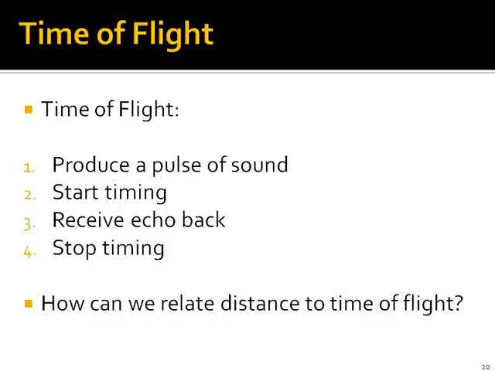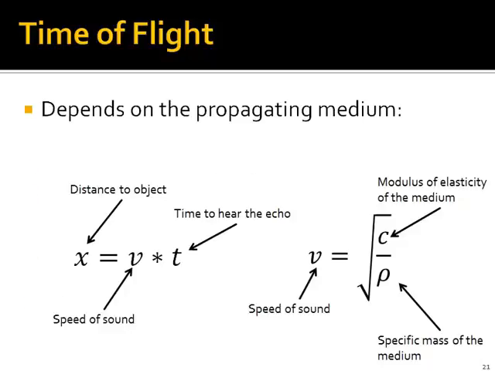So how can we relate distance to time of flight? The time of flight depends on the propagating medium in this way. We have that the distance to the object is equal to the speed of sound times the time to hear the echo. The speed of sound depends upon what the sound is traveling through, whether it's, say, air or water. You can usually get close enough by simply looking up the speed of sound in air or the speed of sound in water, depending upon your application. But you can also calculate it given the equation shown here, using the modulus of elasticity of the medium, the air or the water, and the specific mass.